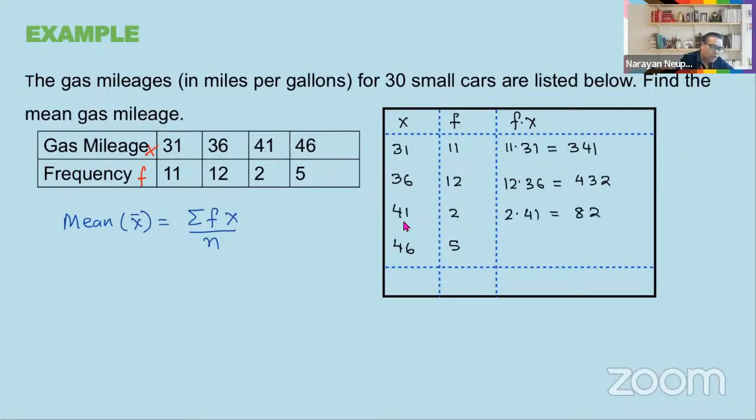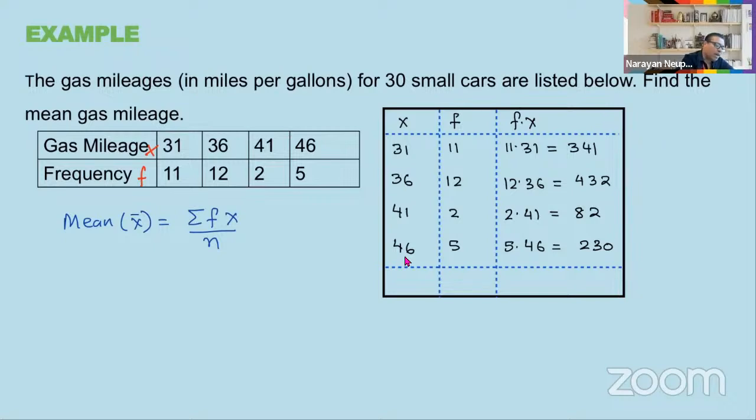Next one, we have 2 times 41, that is 82. And then the next one, we have 5 times 46. 5 times 46 is how much? 230. So that is how you have to complete that table. So we are done with the table of values. Now let's find the total. If we add all these frequencies, 11 plus 12 plus 2 plus 5, that is equal to 30.